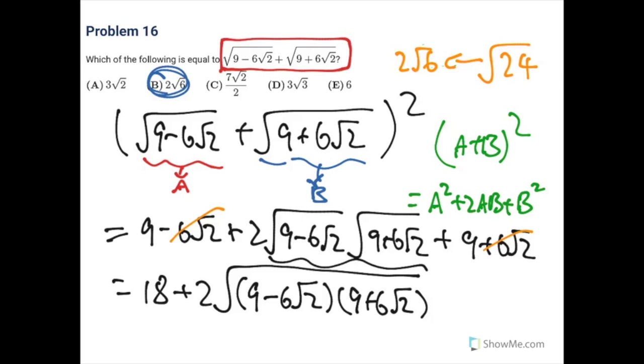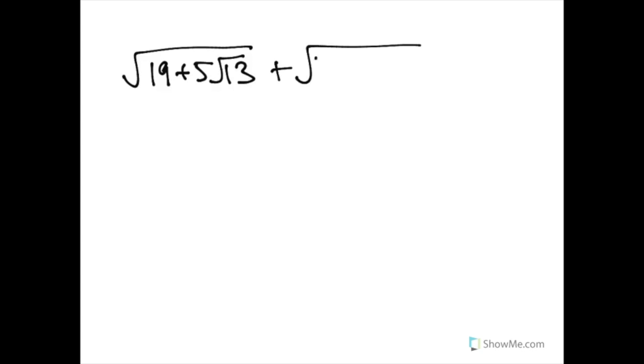And now I'm going to give you a very similar problem for you to try out if you want to. I'll clear everything. The question is, simplify the square root of 19 plus 5 root 13 plus the square root of 19 minus 5 root 13. So simplify this as much as possible, and if you want to do this by yourself, then pause the video here.